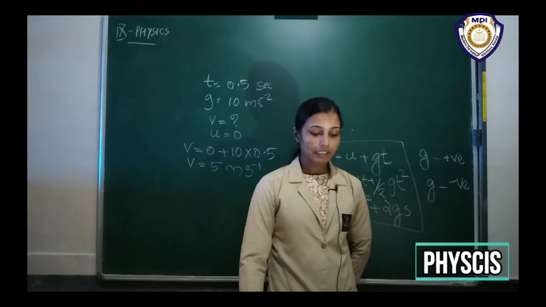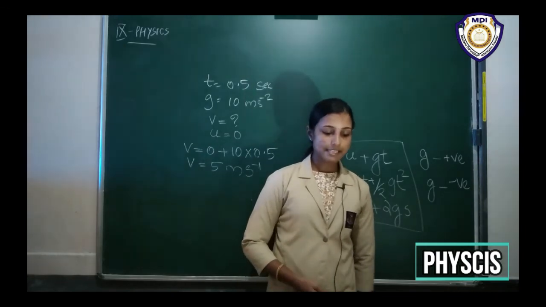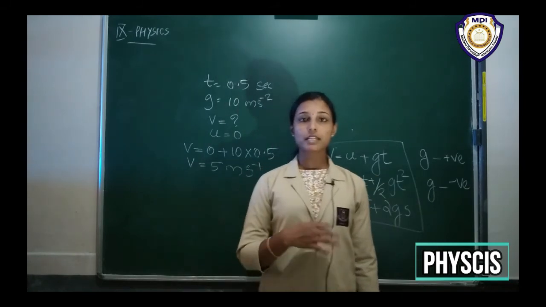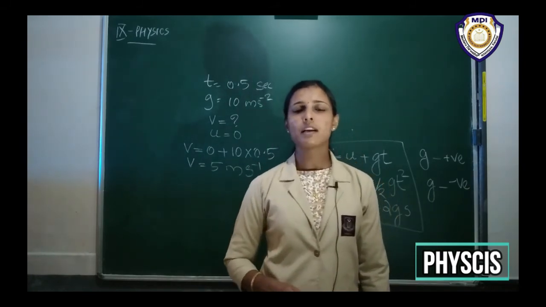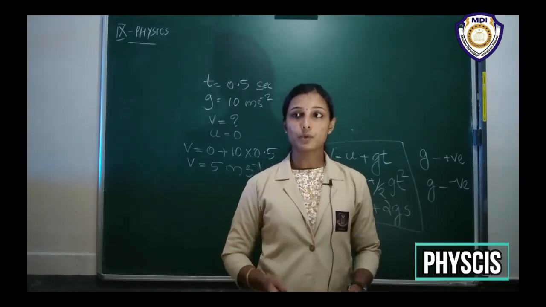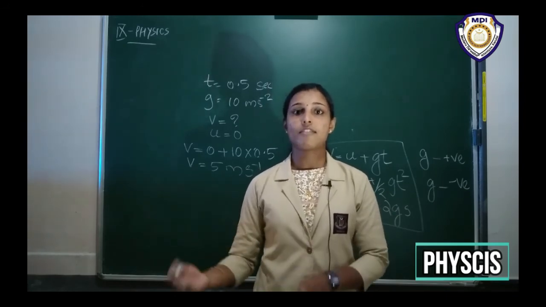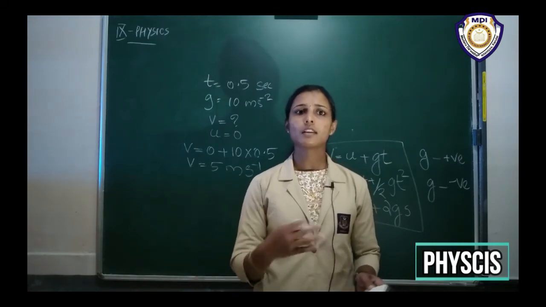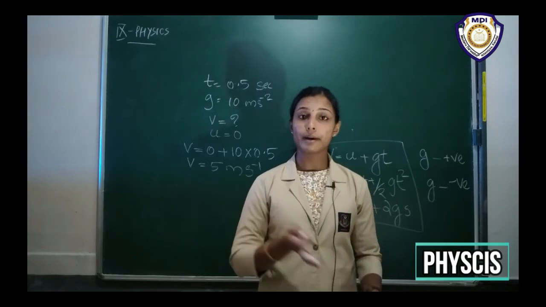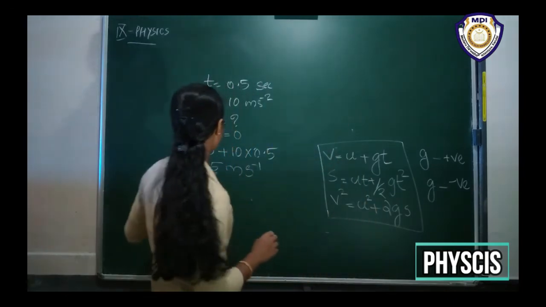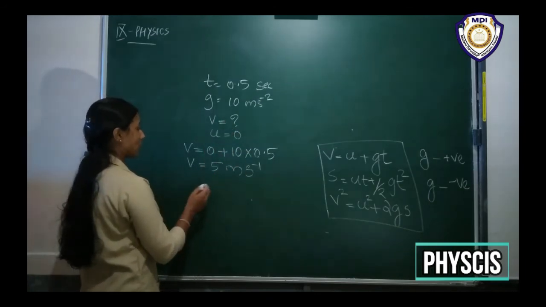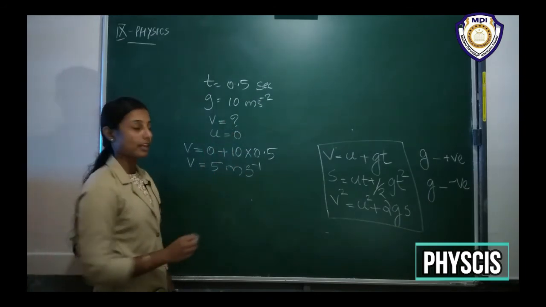And then the second question, what is its average speed during the 0.5 second? So we have to find the average speed, so what do we use? V plus u by 2, the initial velocity and final velocity. The average speed means initial velocity plus final velocity divided by 2, right? So now we have v is equal to 5 and u is equal to 0.